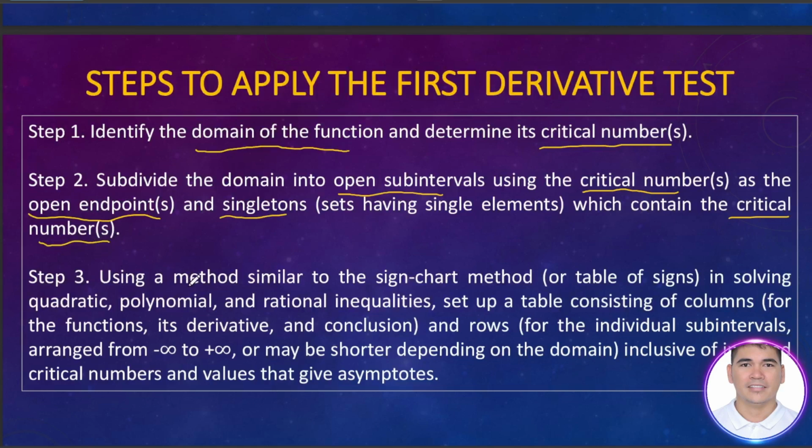Step 3, using a method similar to the sign chart method or table of signs in solving quadratic, polynomial, rational inequalities. Set up a table consisting of columns for the functions, its derivative and conclusion. So we are going to make a table which consists of 3 columns for the functions, derivative, and the conclusion. And then we have rows for the individual subintervals, which arrange from negative infinity to positive infinity or maybe shorter. It depends on the domain. Include the inserted critical numbers and values that give asymptotes.